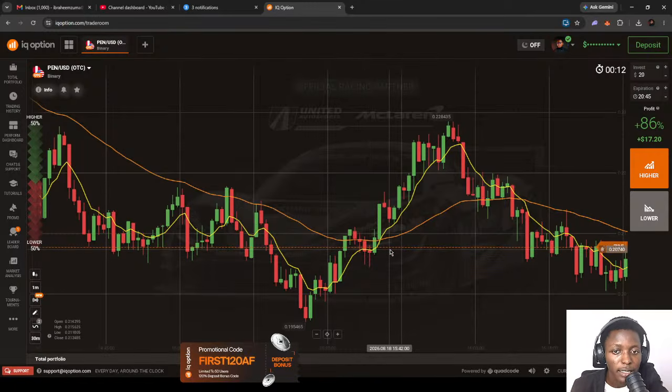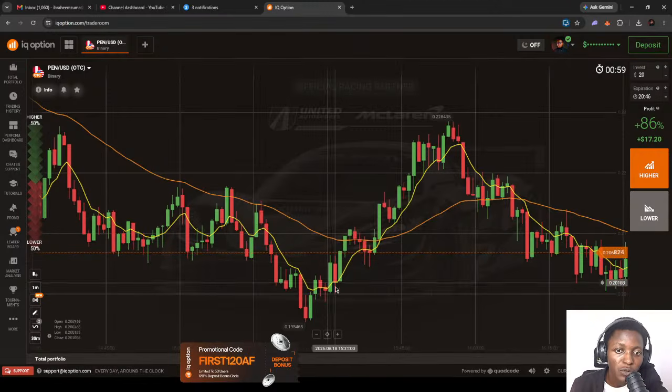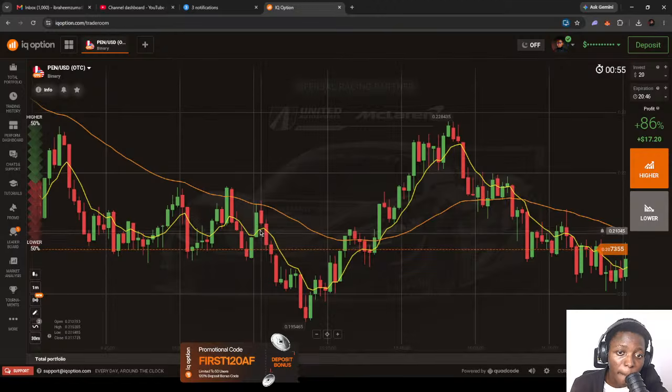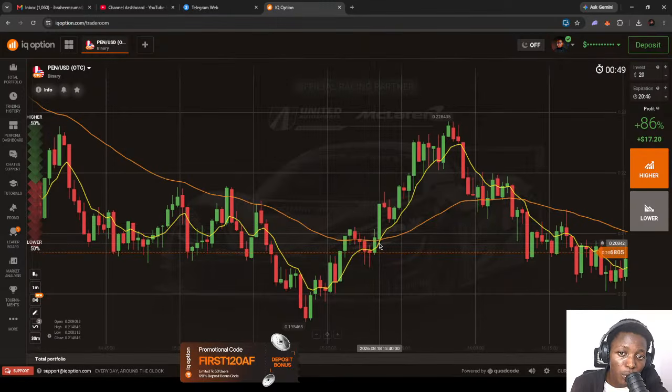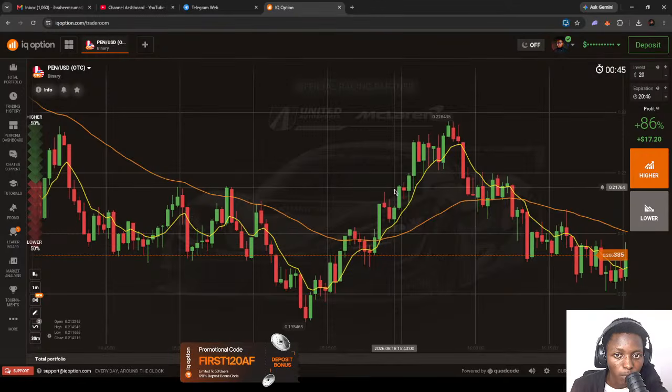Here's the interesting thing, because around here you can see that the yellow moving average crosses above the 50 moving average, or the orange moving average. And wherever we have this cross, you can see that before, the candles are below the yellow moving average, and around here the candles are above the moving average, and that is, as we said, indicating a bullish momentum.